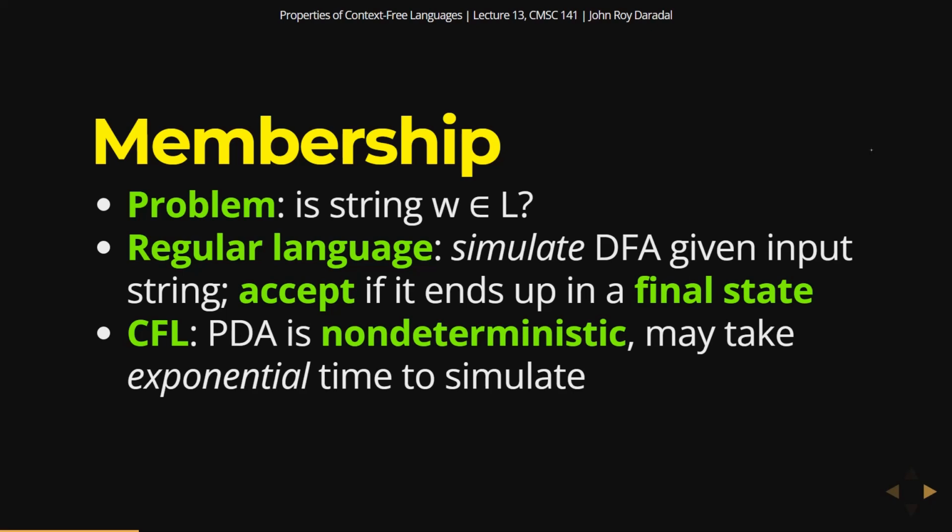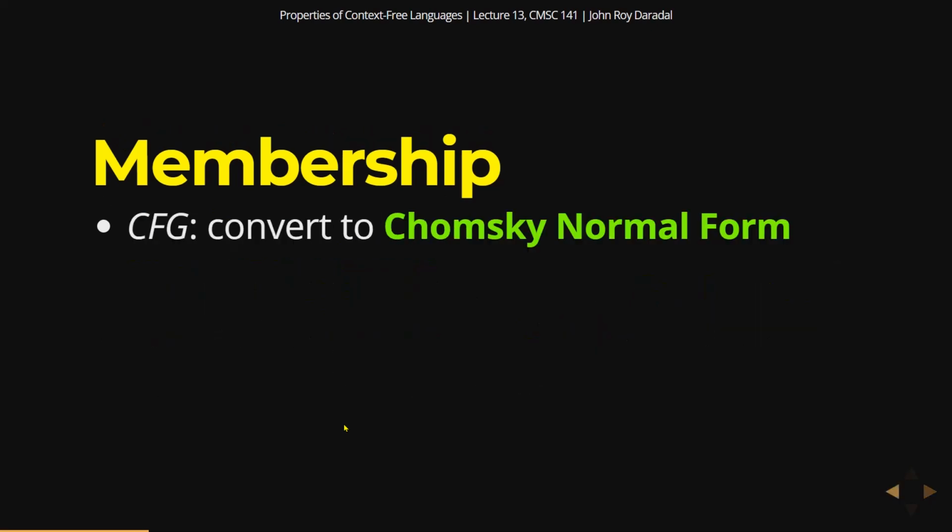In regular language, we used a DFA, and this worked because it was deterministic. We knew where to go given the transition. But since the PDA is non-deterministic, there are many possible choices that we could take, and that would take exponential time, which is bad. It takes too long. So what we will do is we will use instead the context-free grammar.